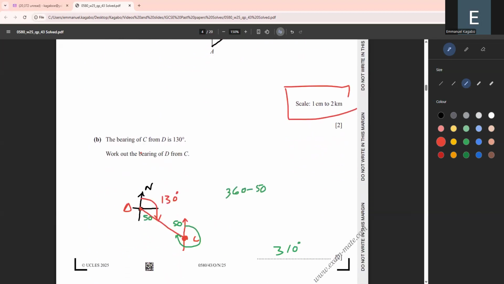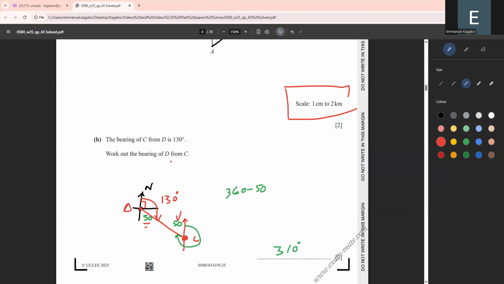B. The bearing of C from D is 130 degrees. Okay. And they said from D. So all angles are measured from the letter after 'from'. They said from D. So that's why I marked D here. I had to put there my north line, and then I measure my 130 degrees because this is the 90 degrees. So 130 will come down here, right? So if this is 130 degrees and angles on a straight line make 180 degrees, this is 50 degrees. And alternate angles are equal. So if alternate angles are equal, this is 50, and also this will be 50.